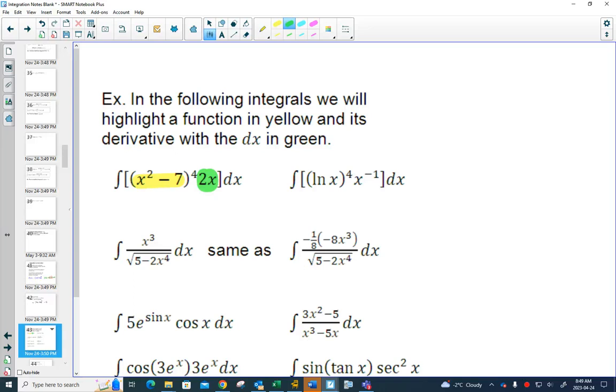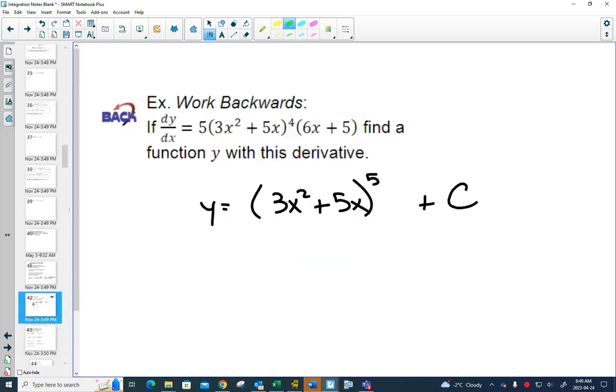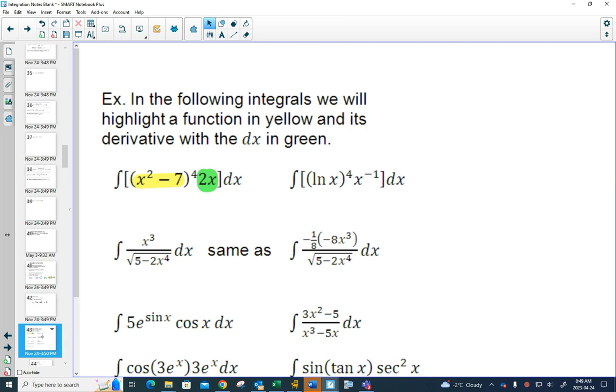But sometimes it's not as easy, like this example that we did, where everything worked out perfectly. The 5 perfectly went into the exponent. That doesn't always happen. Sometimes there's extra numbers that cause some problems. So for this reason, we are going to develop a technique. But to start off with, we are going to just try to find, in yellow, is there a function inside of another function?